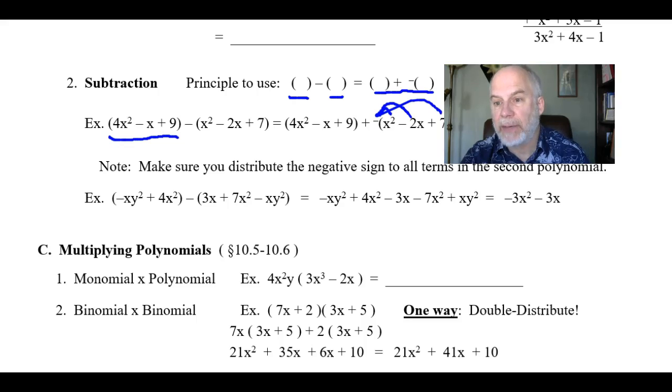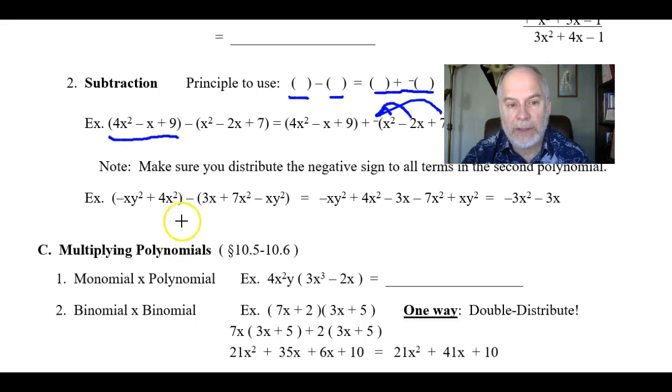So we'll add 4x squared and negative 1x squared, which would be 3x squared. And we have negative x plus 2x would be positive 1x. And then we have 9 minus 7, which would give us 2. So make sure that you distribute that negative sign. A lot of students don't get this correct, even though it's just subtraction, so it shouldn't be difficult.